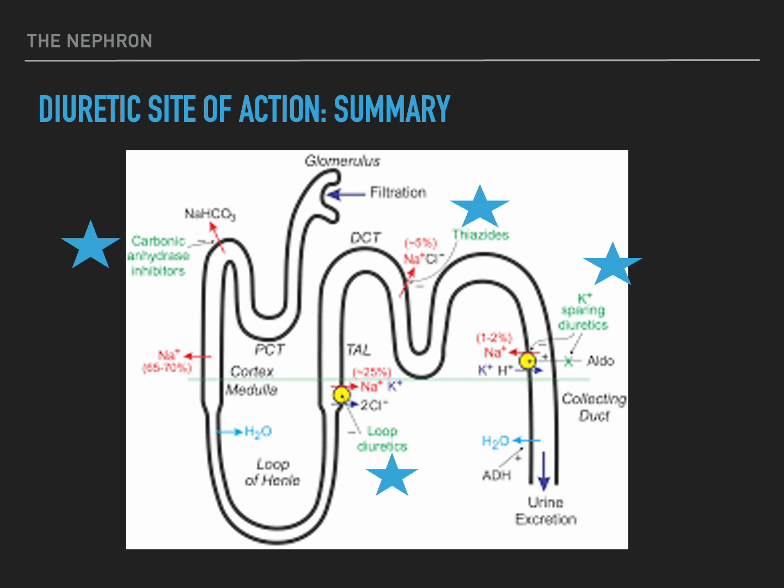This is a nice summary slide that shows you visually where on the nephron each diuretic is working. The only one not listed here is the osmotic diuretic, as it is working to increase solute in the tubule and could be anywhere along the nephron.